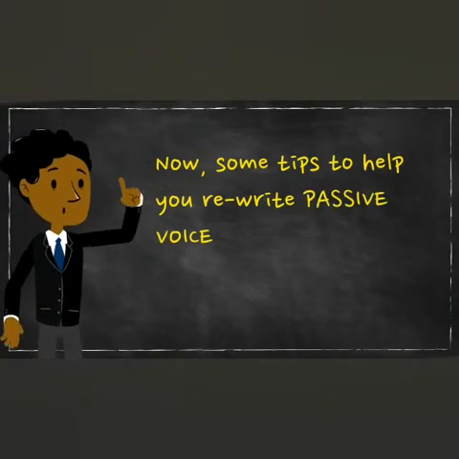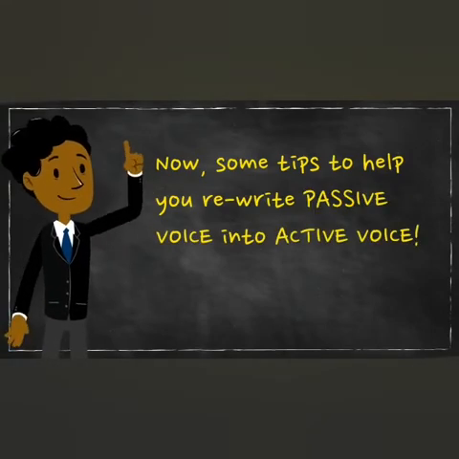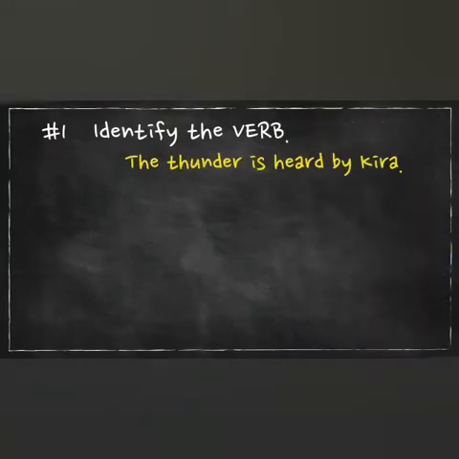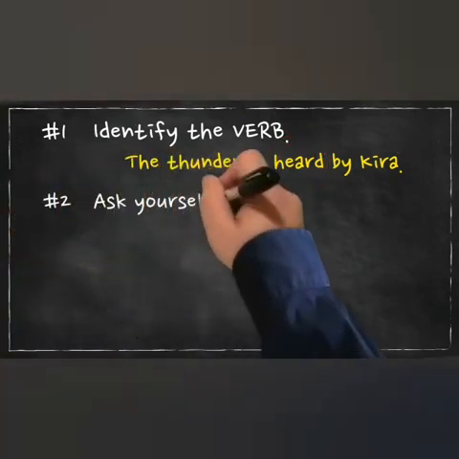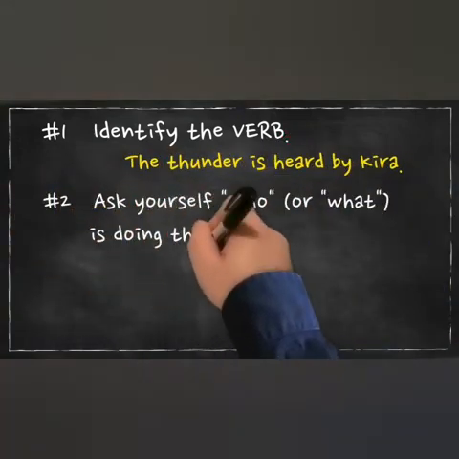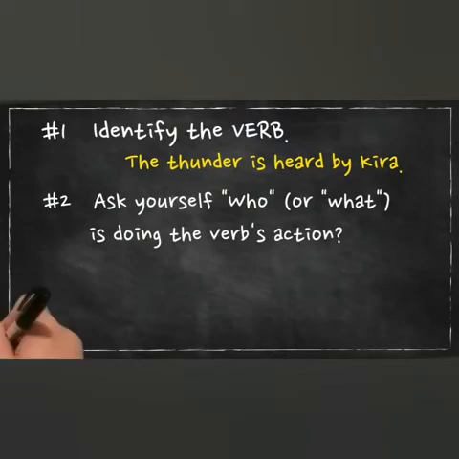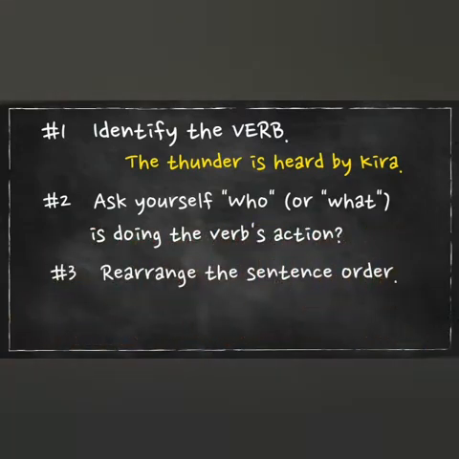Now, some tips to help you rewrite passive voice into active voice. Number 1, identify the verb. The thunder is heard by Kira. Heard is the verb. Number 2, ask yourself who or what is doing the verb's action. Kira is the one who hears. Therefore, she is doing the verb's action. Number 3, rearrange the sentence order. Kira heard the thunder.